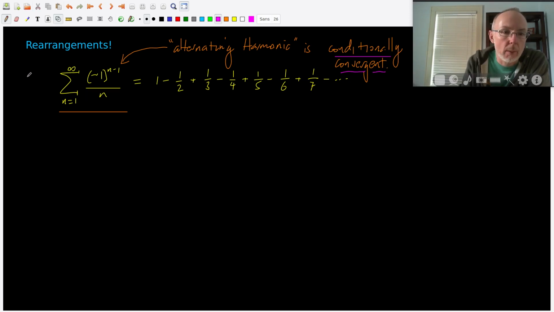Let's think about this. I'm going to call the value that I get from adding this up, I'm going to call it S, right? Because we know this has a value. The whole idea of convergence is I can add them up and I get a finite value. So I'm going to call that value S.